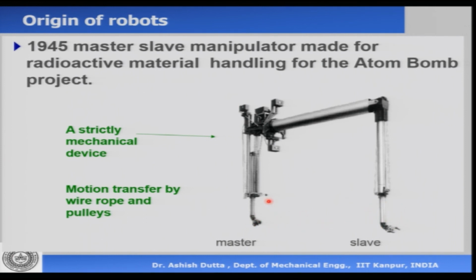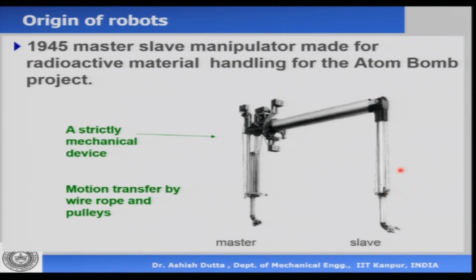And how it is operated is essentially the operator would stand here, and he would hold the arm or the gripper and perform motions. For example, if he holds this and moves it on this side, what would happen is the wire rope tension on this cable will change, and this tension will be transferred onto the other side. So if he pulls it on this side, this slave will also move on this side.